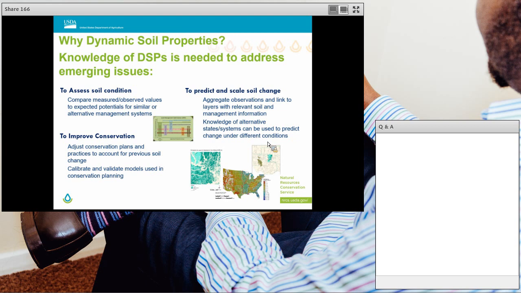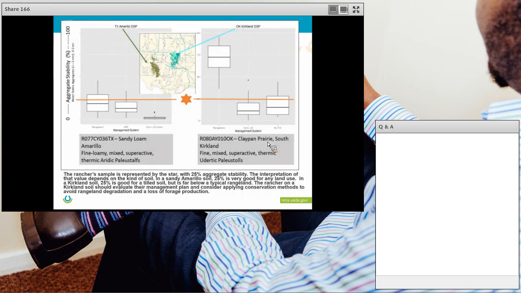So other researchers might measure small research plots, but we're soil survey. We can apply those results across the whole landscape and really say some powerful things.